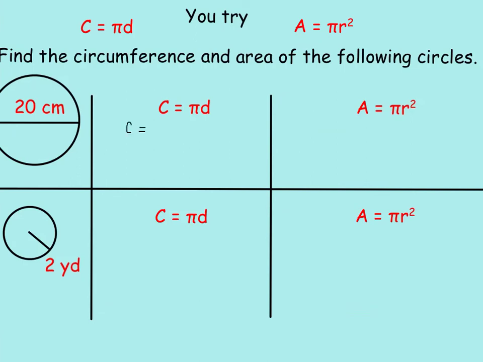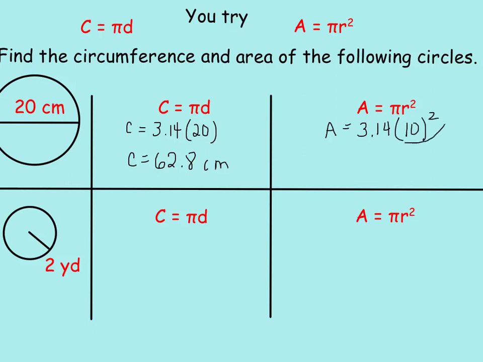The circumference for the first one should be 3.14 times 20. That gives us a circumference of 62.8. The units are going to be just centimeters. Now let's do the area of that same circle. Area equals 3.14 times the radius. Now the radius on this circle is going to be 10. So we want to take 10 to the second power first. That gives us 3.14 times 100. That gives us a final area of 314 centimeters squared.